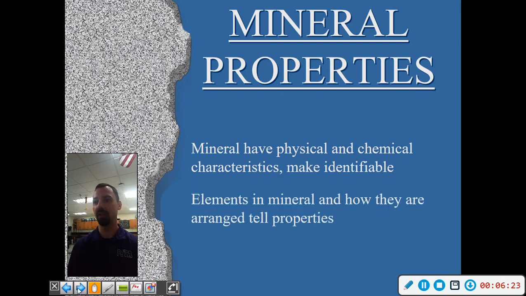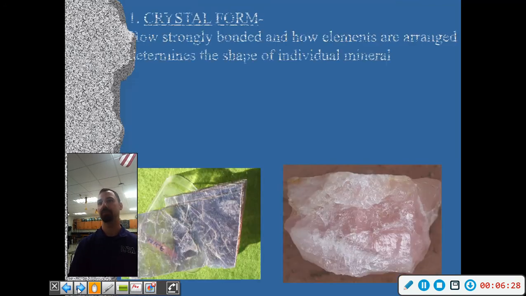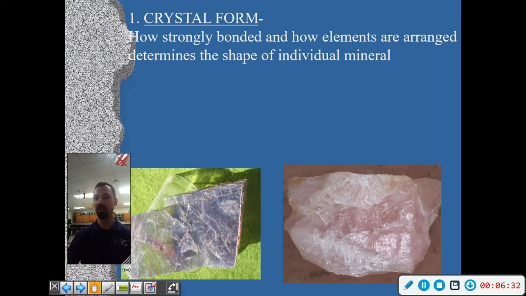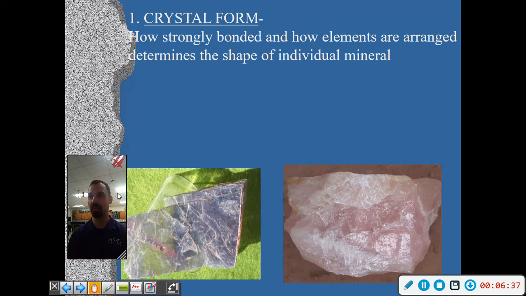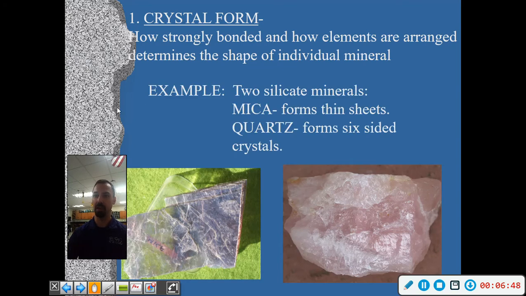Elements in a mineral tell how they're arranged and tell their properties. So first off, crystal form. We're not going to go too deeply into this, but how strongly bonded and how the elements are arranged determines the shape of the individual mineral and can determine a lot about it. So we call this crystal form, crystal shape. Also, sometimes they call it the internal arrangement of the atoms. You may see that in some of the questions.